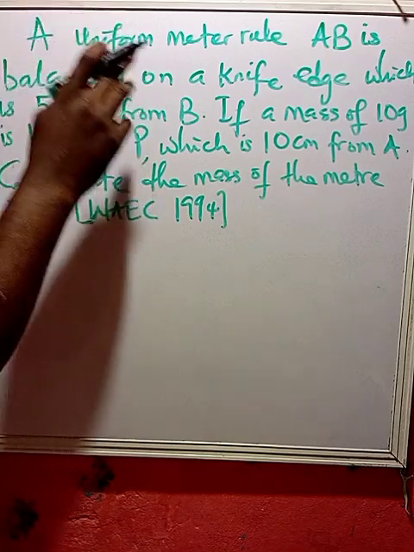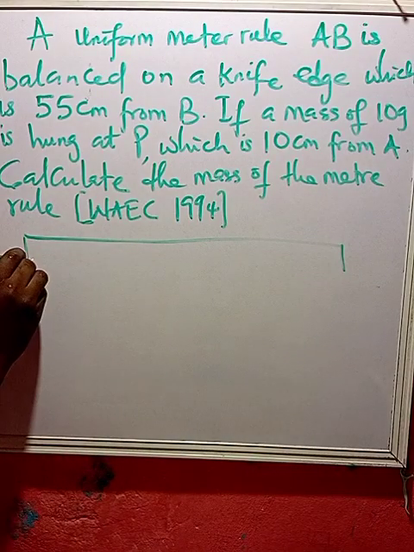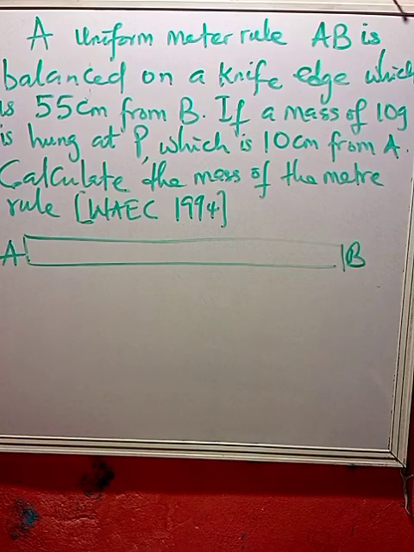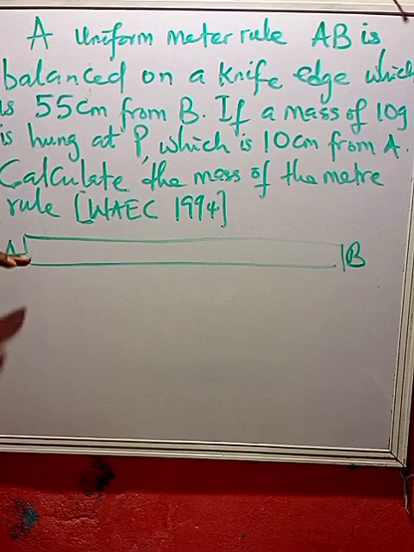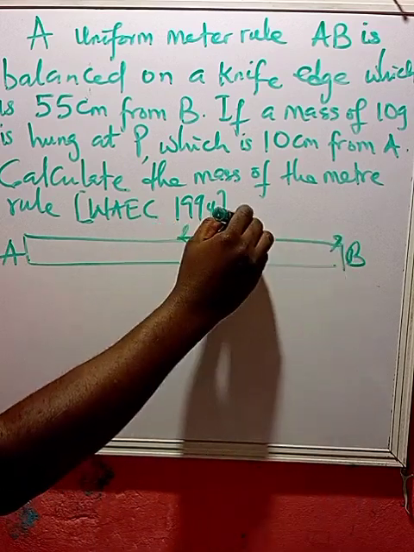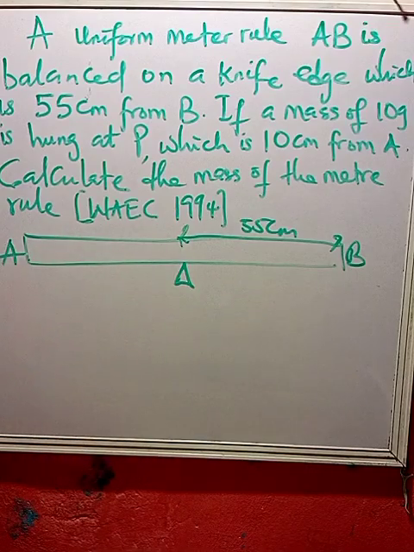This question now says a uniform meter rule AB. Let us draw the meter rule AB. This is AB, balanced on a knife edge which is 55 cm from B. So we are assuming that once we know this is a uniform meter rule, it measures 100 centimeters. So from B, we have 55 cm, and we now have the pivot here.